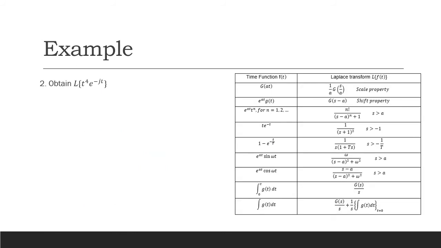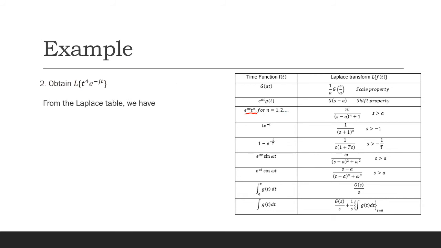Next, another example, we have obtained daw the Laplace of t raised to 4 e raised to negative jt. So, for this one, hanapin na lang din natin ulit siya doon sa ating table of Laplace transform. So, kung mapapansin natin, siya ay ito. We have this one. We can use this, this is similar rather to this time function.